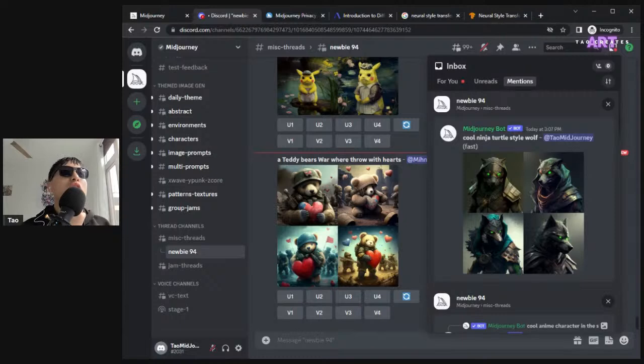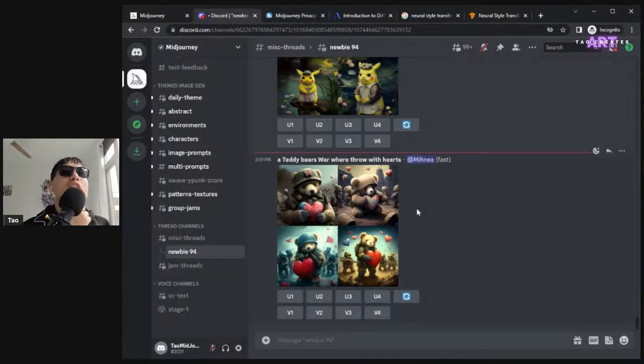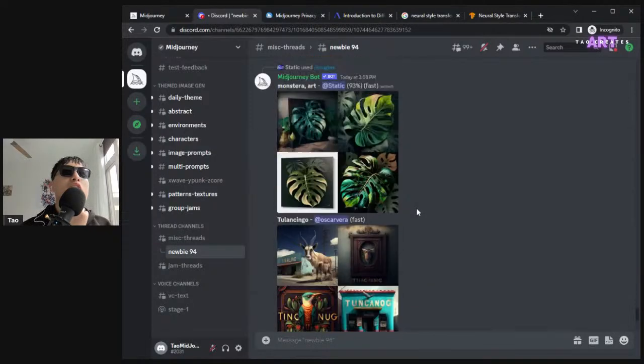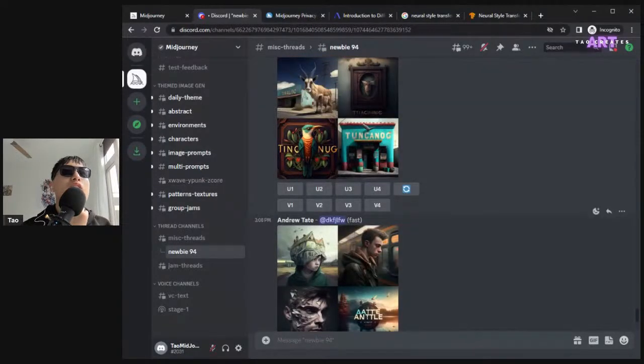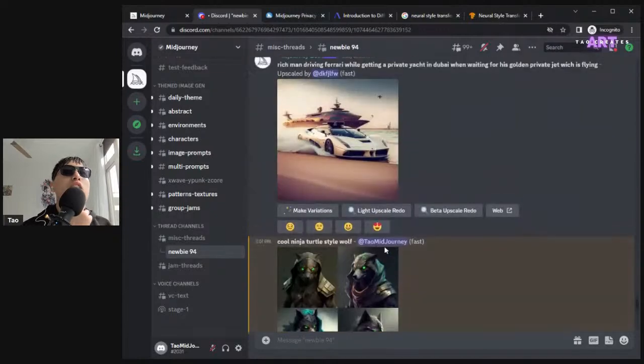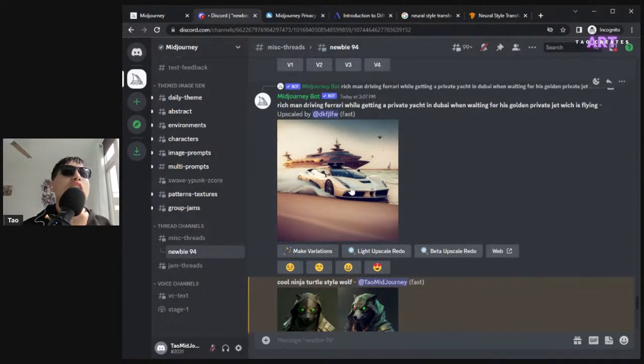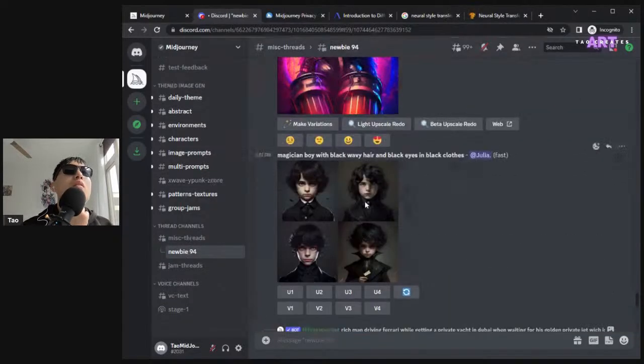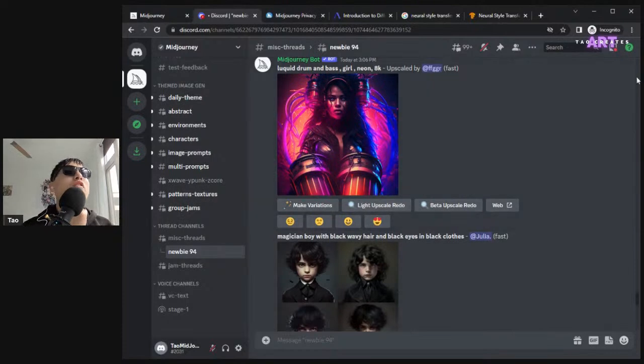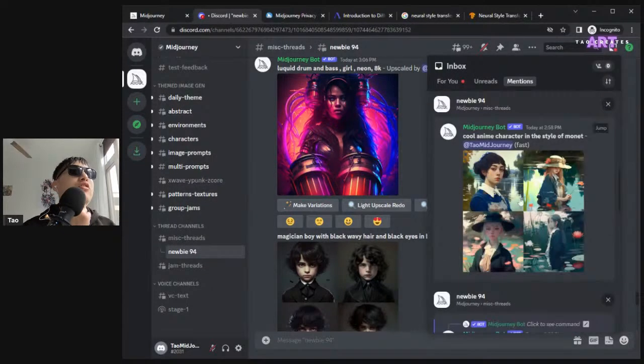But yeah, I've been playing around with these MidJourney models, and right here you have this bot. Basically, people can enter whatever they want. Like here, this guy's generating random images. You can also specify a specific style for your art. Like right here, a rich man driving a Ferrari while getting on a private yacht in Dubai, waiting for his golden private jet. There are some that also ask for a specific style. Like right here, I had this generated in the style of Monet, who's an impressionist painter. So it's pretty impressive stuff, what they're able to do.